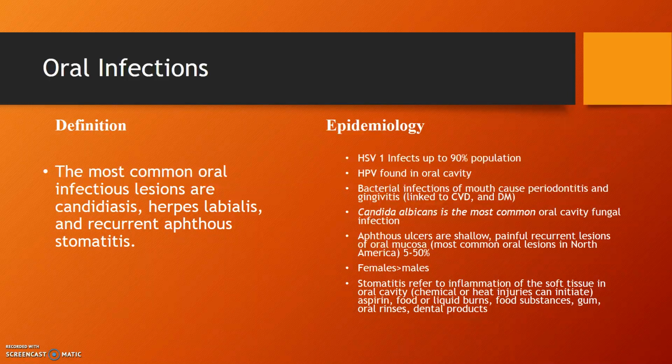Candida albicans is the most common oral cavity fungal infection seen. Aphthous ulcers are shallow, painful, recurrent lesions of oral mucosa. They are the most common oral lesion in North America, with a prevalence of about 5 to 50%, and more females are affected than males. The stomatitis part refers to inflammation of the soft tissue in the oral cavity. Remember, that can be induced by chemical or heat injuries: aspirin, food or liquid burns, hot peppers, spices, gum, oral rinses, or dental products.